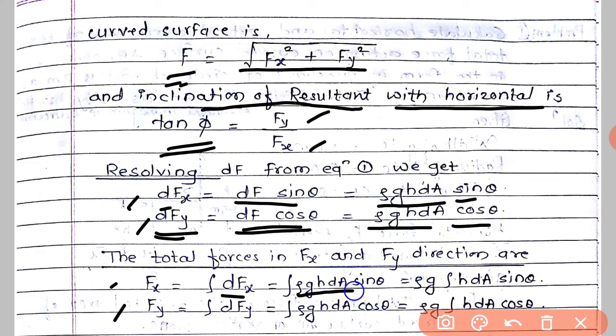So integrate this equation. Rho g is constant, so take rho g outside the integration. So Fx is equal to rho g into integration of h dA sin theta, and Fy will be integration of dFy, that is equal to integration of rho g h dA cos theta. Taking rho g outside the integration because it is constant, Fy is rho g into integration of h dA cos theta. These are our required equations.